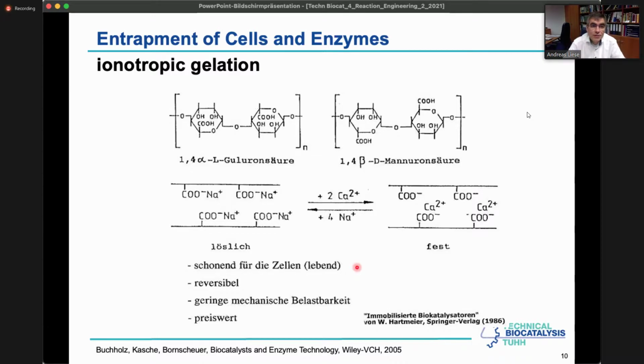That was the introduction of ionotropic gelation. So where we have, for example, guluronic acid or mannuronic acid. The difference that is being used here in the immobilization is the amount of the cations being added. So these oligosaccharides or polysaccharides do have a sodium coordinated to the carboxylate function. Now, if we add calcium, which is a divalent cation, in contrast to sodium, which is a monovalent ion, we add a bridge, a linker, which is linking two negatively charged carboxylic acids.